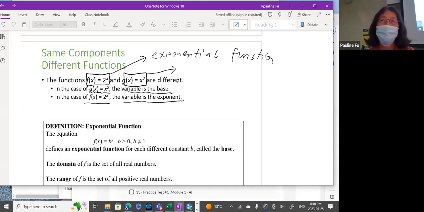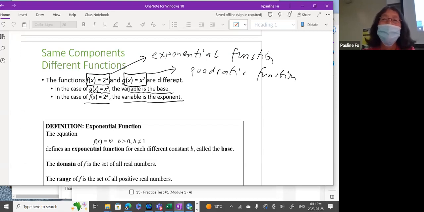Can anyone give us a name for the function f(x) equal to x squared? Can somebody give us a name for g(x) equal to x squared? What is the name? Remember what we did last class, last lecture? Quadratic function.